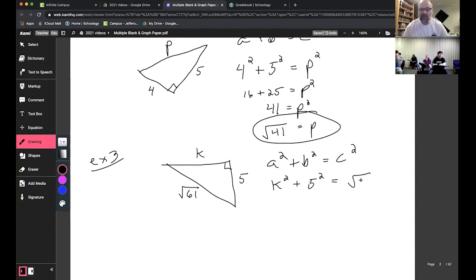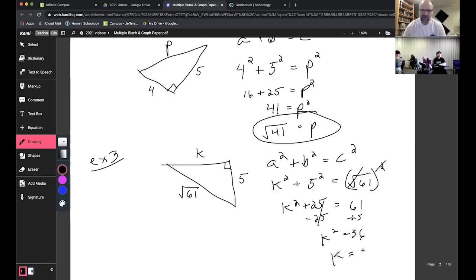square root of 61. So when you square a square root, what happens? It cancels itself out and you're just left with whatever's underneath the radical. So 61. So you get k squared plus 25 equals 61. All right, get rid of 25. So k squared equals 36. So k, the square root of both sides, k is 6. Good job. All right, let's do one more.